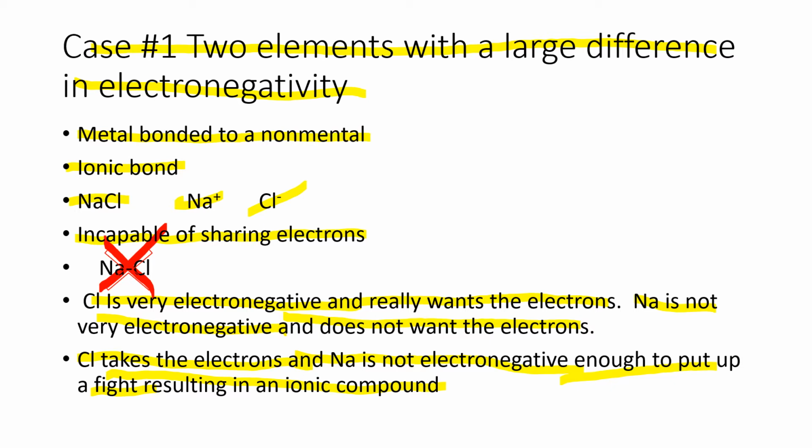So for nomenclature, we talked about metals and nonmetals having ionic bonds. And the reason they have ionic bonds is because of this big difference in electronegativity values.